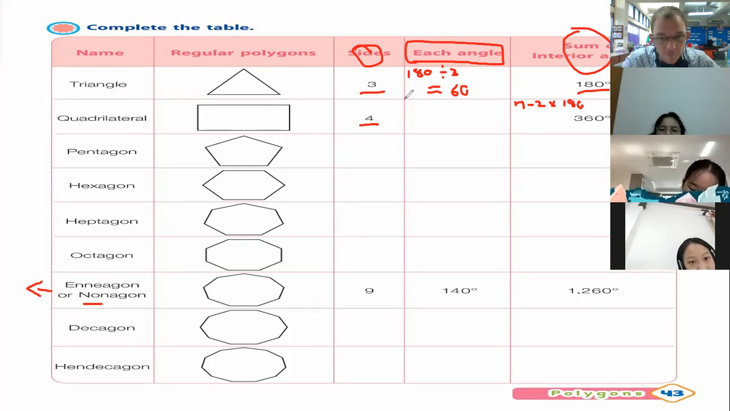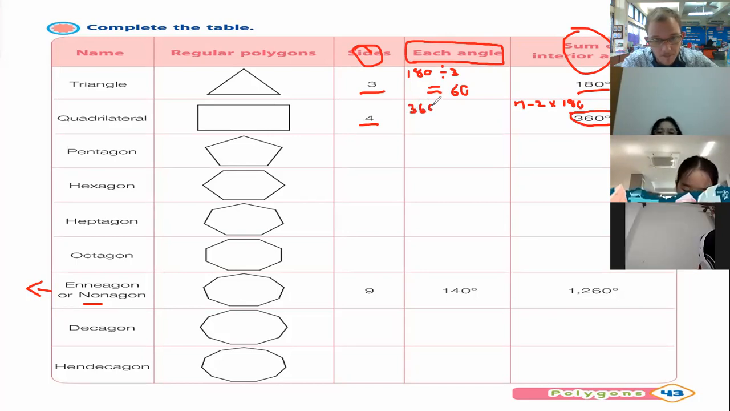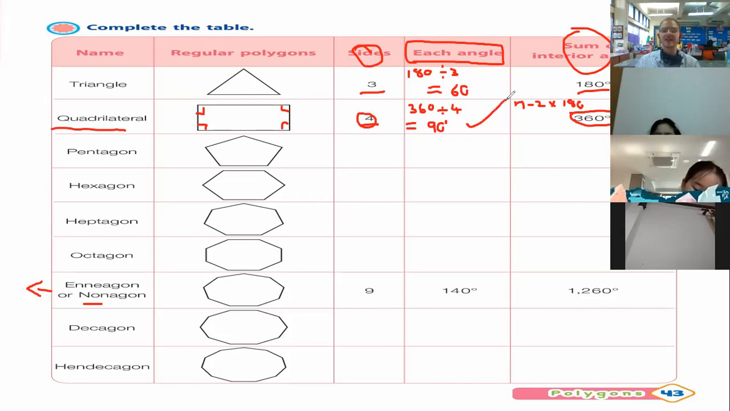Calculate. For the middle block, you take your total 360 divided by 4, the number of sides, because we want the size of each. So 360 divided by 4 will give us 90 degrees each. Now have a look at your quadrilateral over here. Look at the angles. Do you see these are all right angles? 90, 90, 90, 90. So it makes sense that our answer is 90 degrees.